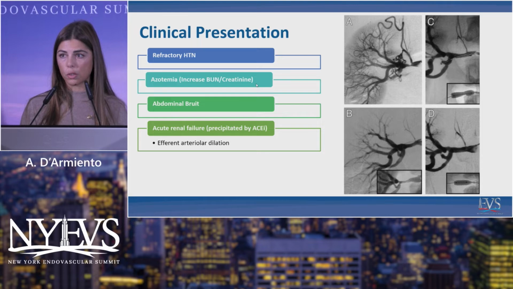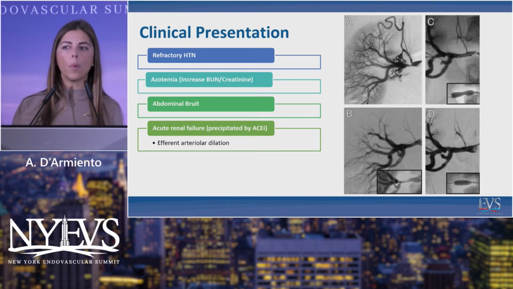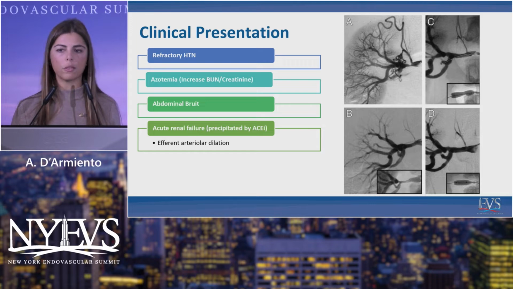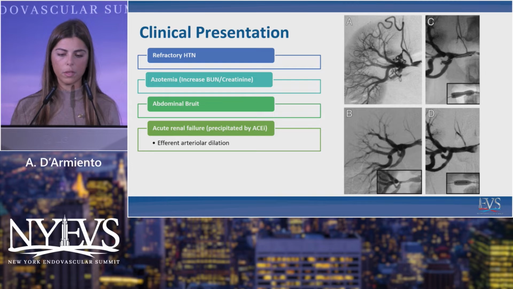So how do these patients present? Classic sign is a patient with refractory hypertension, so multiple antihypertensive drugs still can't reach their target goal for blood pressure. Elevated renal function tests, abdominal bruit, which I think Dr. Singh spoke about. That's a very clear diagnostic thing to do for renal stenosis.